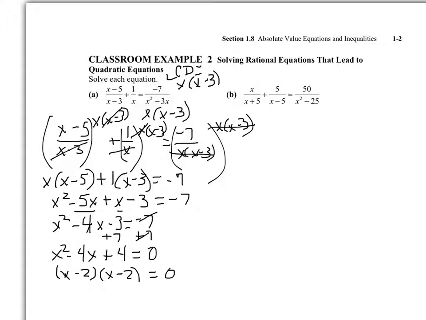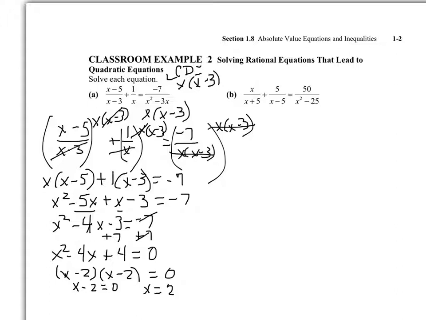Remember your zero factor property. Once I have it factored and set equal to 0, the only way this is true is if I set each of those parentheses equal to 0. Because these parentheses are the same, they matched, I really just have to set x minus 2 equal to 0 one time, which means I'm going to add 2 to each side, and I get a value of x equals 2. So even though it was quadratic, I only came up with one possible solution.